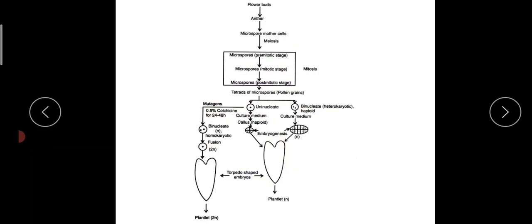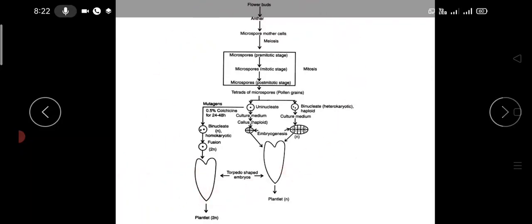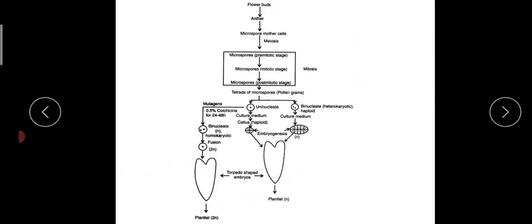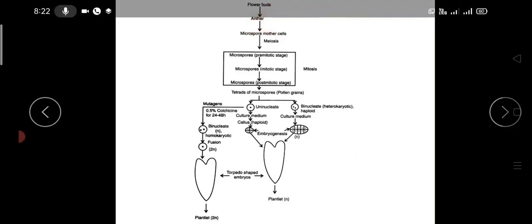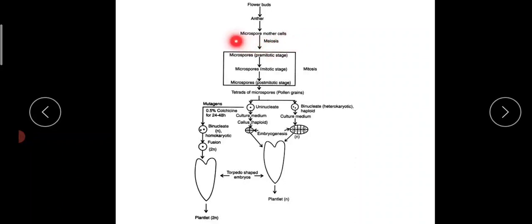Later haploids were produced from various plants like potato, pepper, wheat, tobacco, etc. And in anther culture, you just remember this flow chart, you will be clear with the concept. So we have the flower buds. This flower buds contains anther, and inside this anther there will be microspore mother cells. Microspore mother cells undergo meiosis to produce microspores, and these microspores are formed in tetrads.